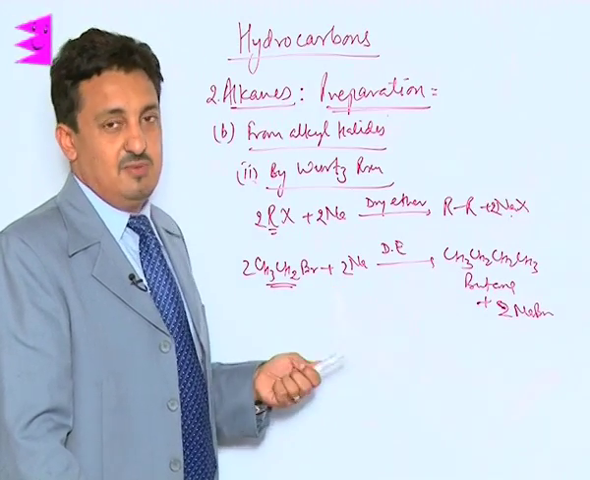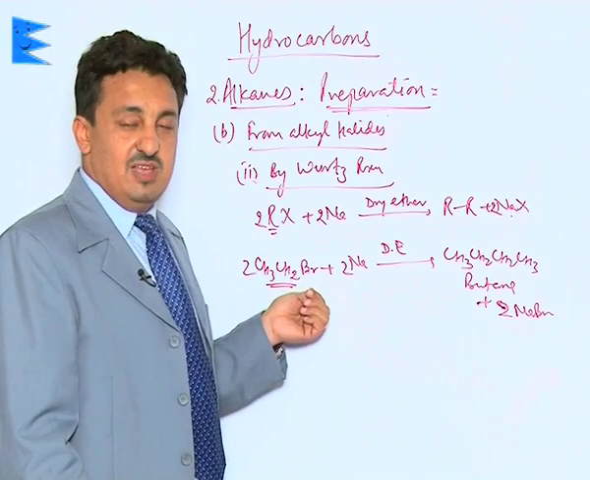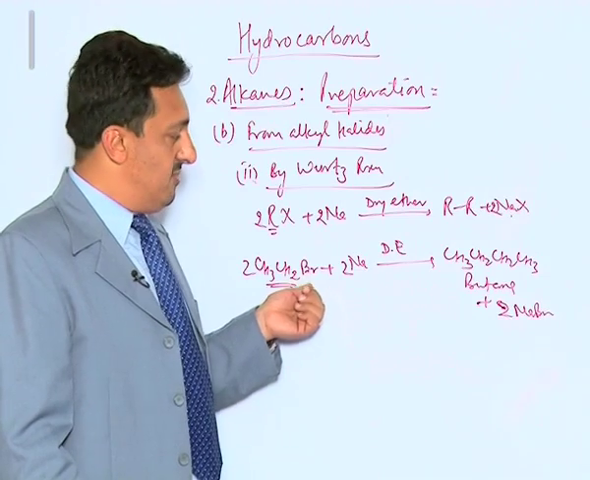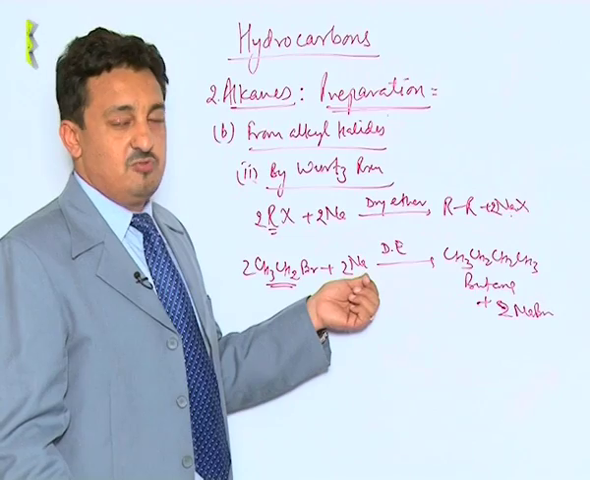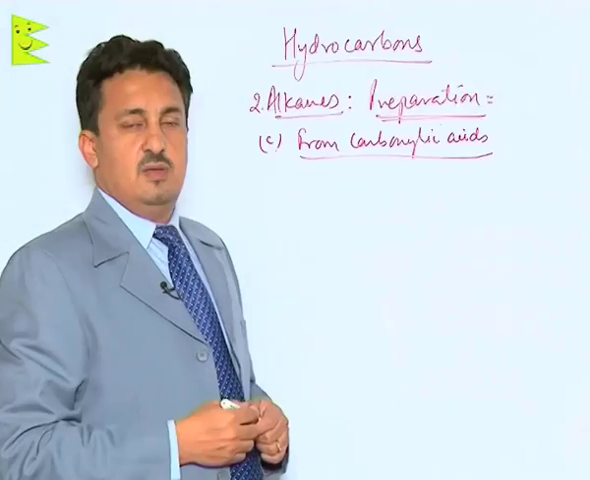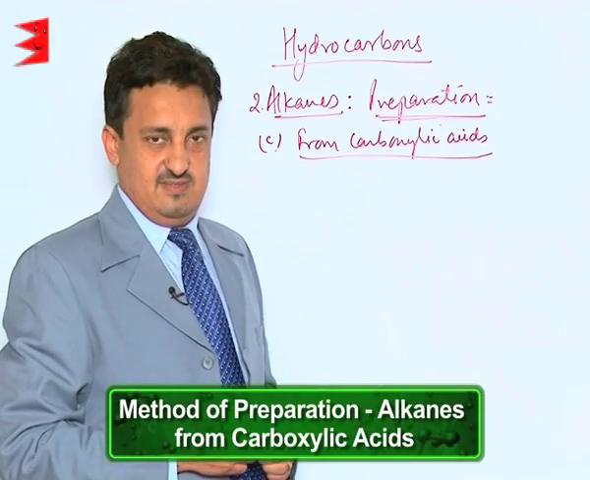We cannot, because a 1 carbon alkane cannot be prepared by this. This reaction proceeds by free radical mechanism, remember. Because of the sodium, the mechanism used by this reaction is the free radical mechanism. Next method of preparing alkanes is from carboxylic acids.